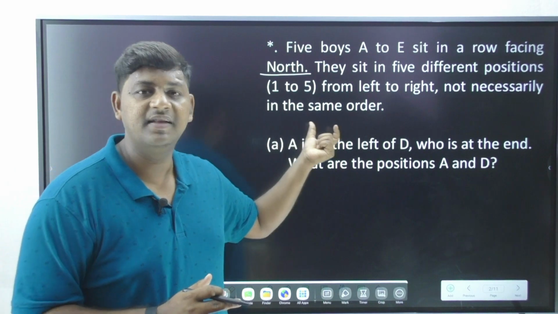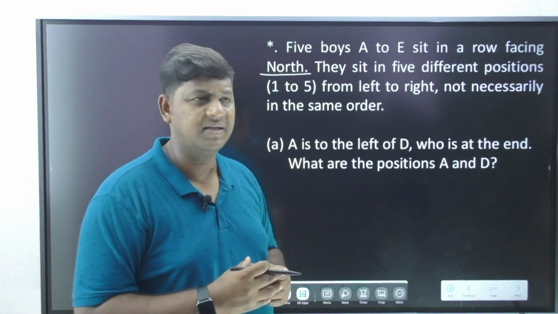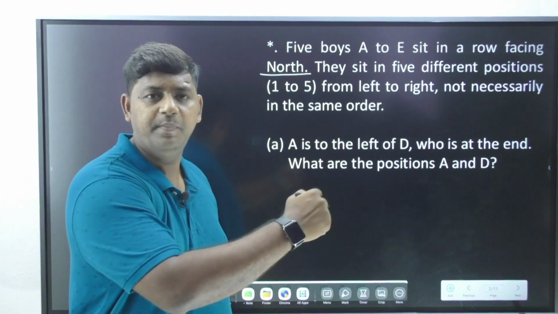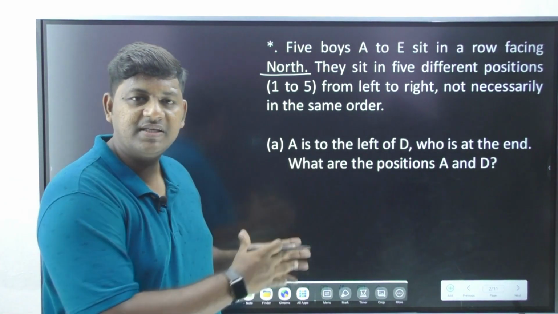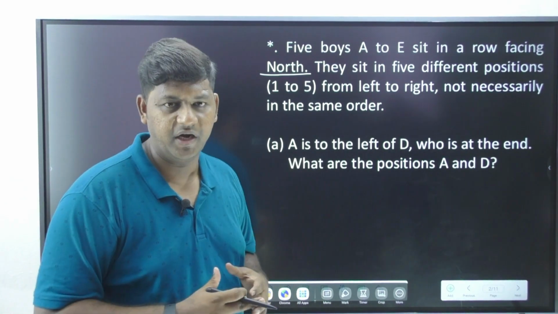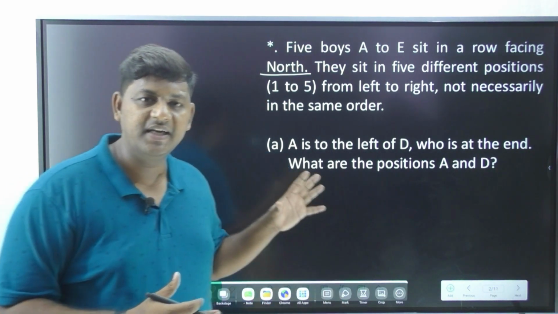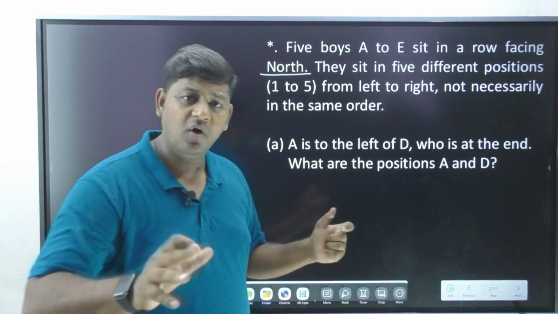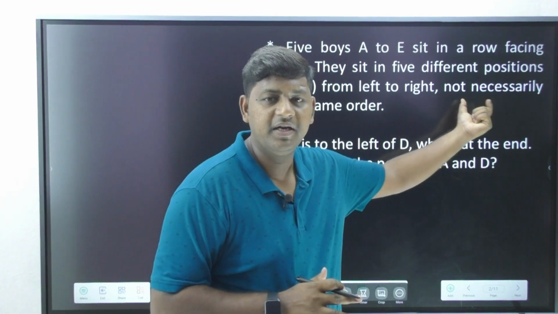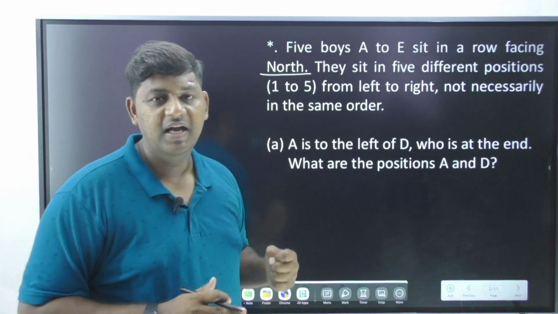Not necessarily in the same order. What do you mean by not necessarily in the same order? You cannot place A, B, C, D, E, you cannot just arrange those persons in that format. If at all you are arranging those persons in that format, there won't be any seating arrangement. That is why he always gives you this information very clearly: not necessarily in the same order.